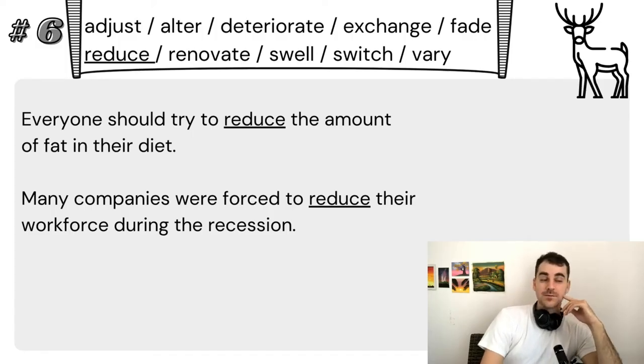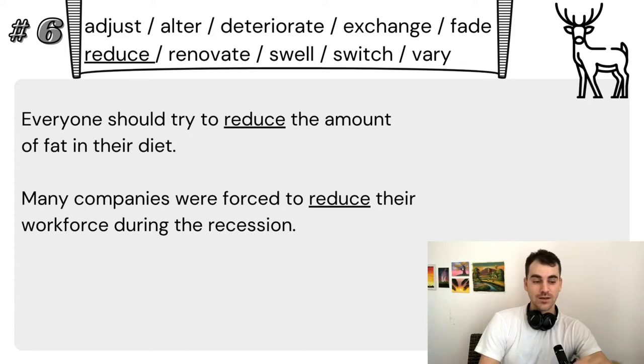Many companies were forced to reduce their workforce during the recession. Recession is a time when the economy was not good, so the company had to have less employees, reduced their workforce.